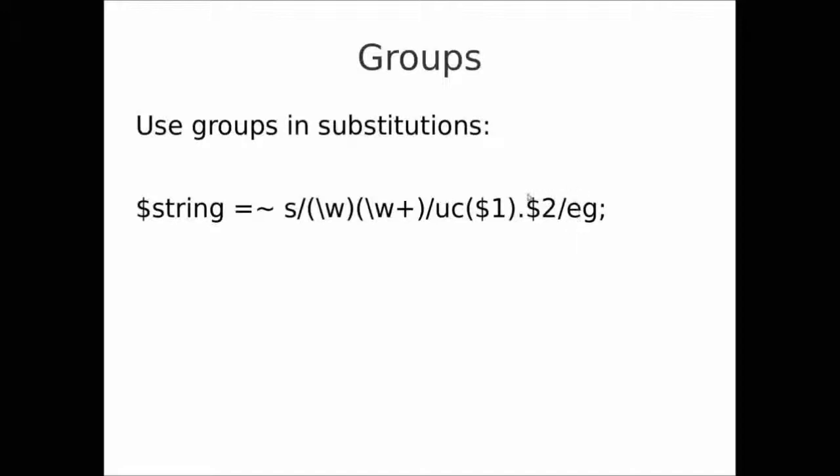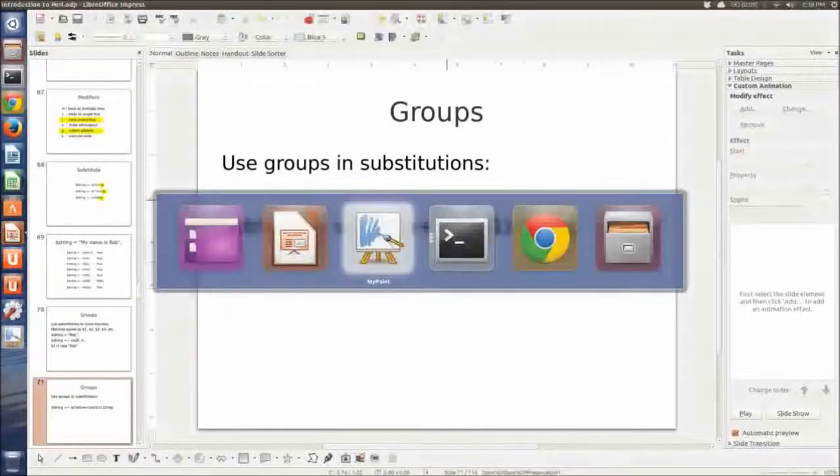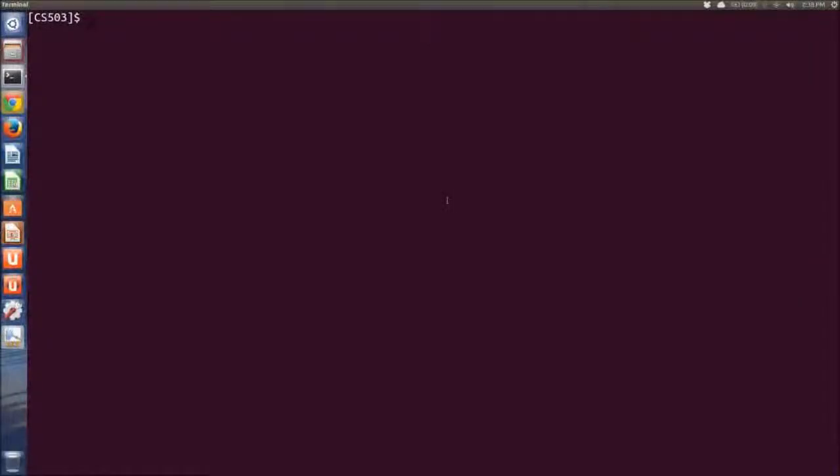The E means execute this piece of code. Instead of replacing it physically with the characters U and C, we're going to execute that code as Perl code and replace them with the uppercase characters in $1. And the G means do that for every character in the string. Let's take a look and see what that regular expression does.